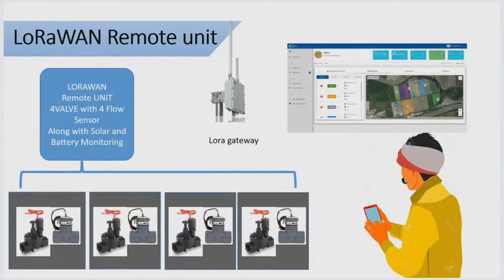So this is the architecture, how this is deployed. Here you can see one solenoid deployed with one flow sensor, which ensures whether the solenoid is on or off, or whether the water is reaching there or not. So this is the typical architecture.